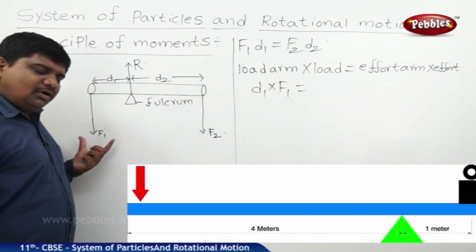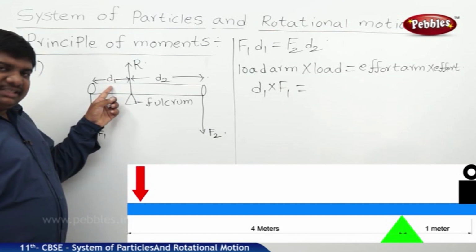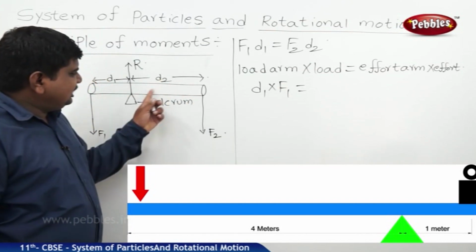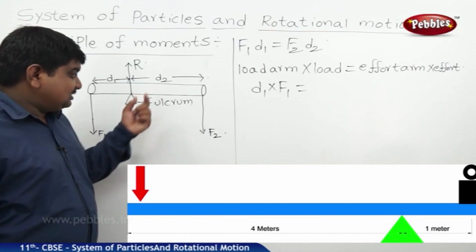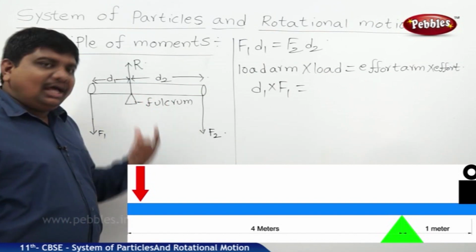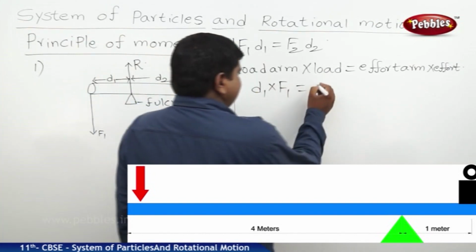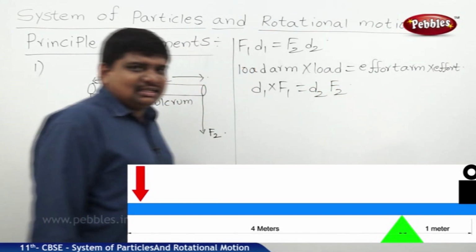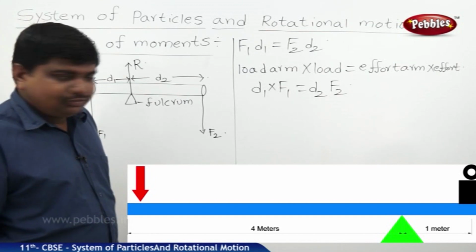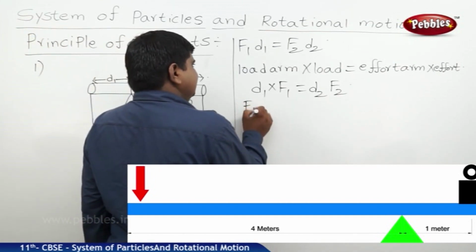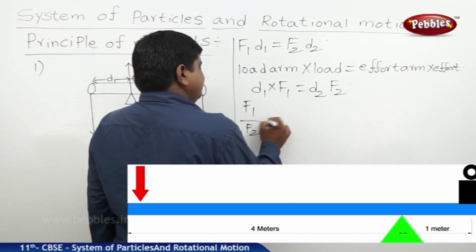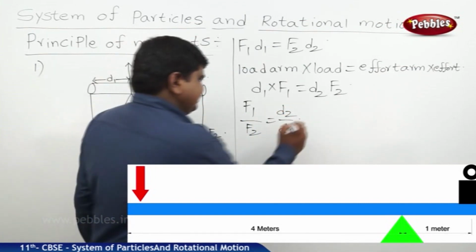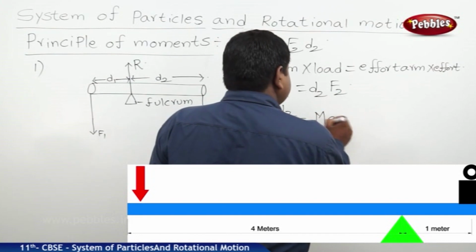Because of the force F1 and the distance d1, this d2 length of the body is disturbed. Maybe it is moved translationally or rotationally. That's why it is said to be effort arm d2 into the effort force F2. So previously we got the equation F1 by F2 is equal to d2 by d1. This is equal to mechanical advantage.